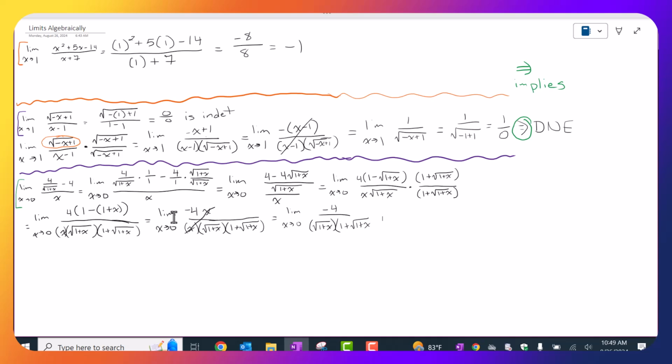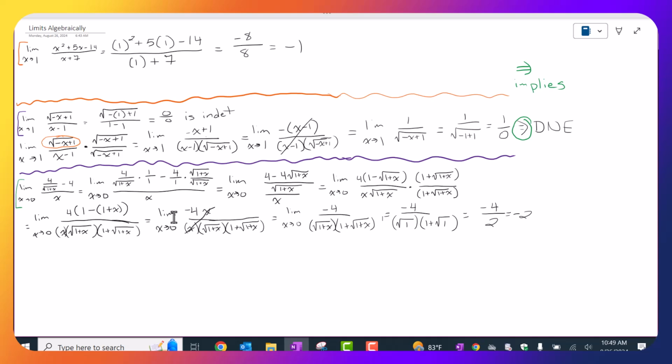And now we evaluate. Since we're evaluating, we can drop the limit finally. Negative 4 over the square root of 1 times 1 plus the square root of 1, which equals negative 4 over 2, which equals negative 2. And there's finding our limit algebraically.